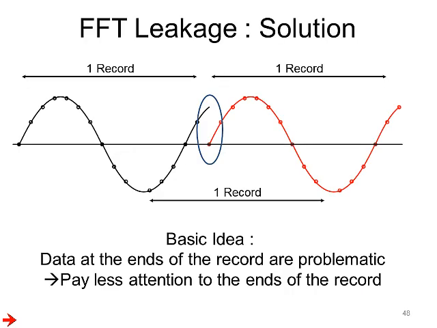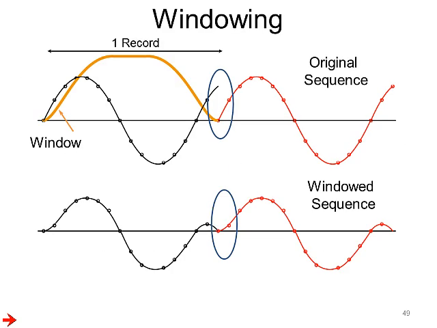So, what do we do about this? The solution is motivated from the fact that the problem area is the end of the record. So, the discontinuities at the ends of the record length are what are responsible for FFT leakage. This means that to solve this problem, one would have to pay less attention to the data at the end of the record, and give more weightage to the data in the middle. And that's precisely what is done in practice.